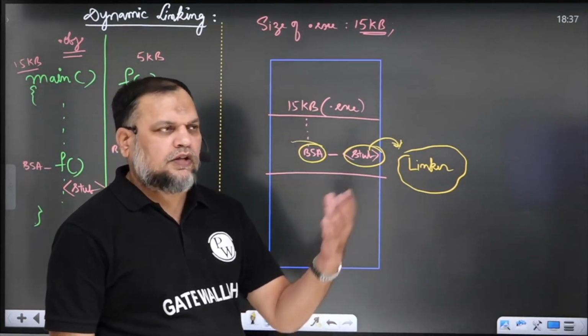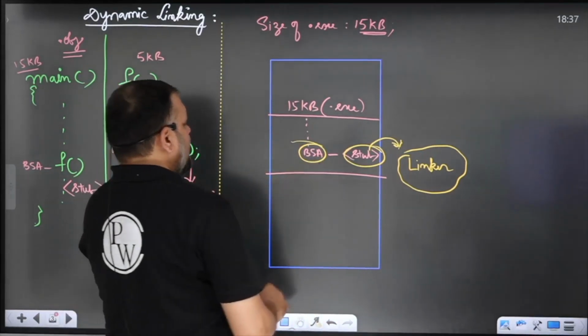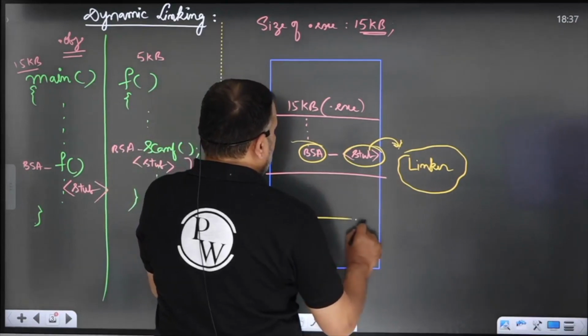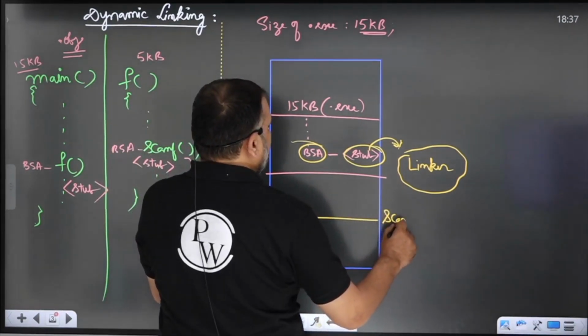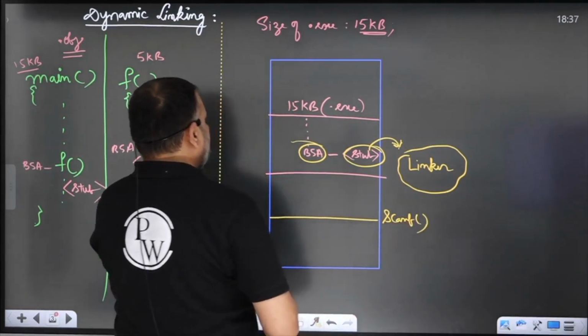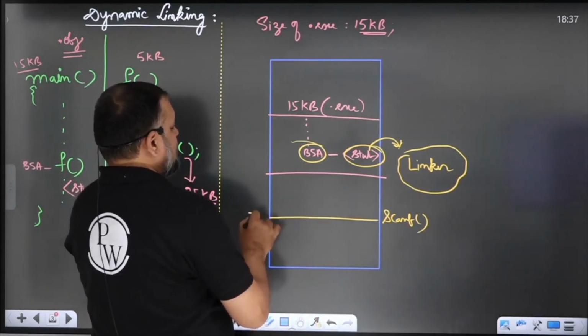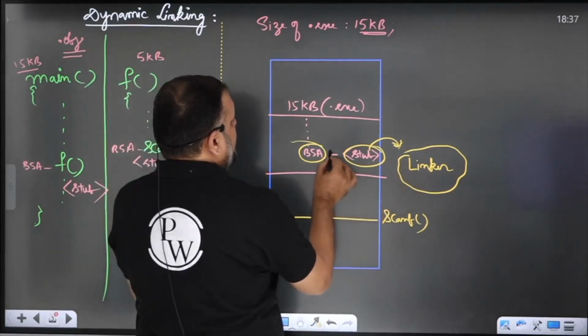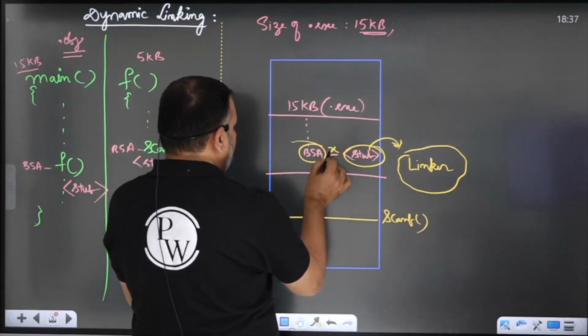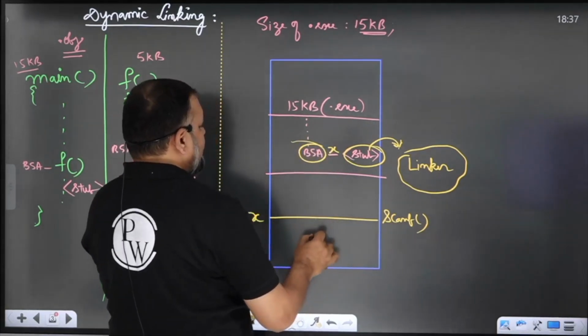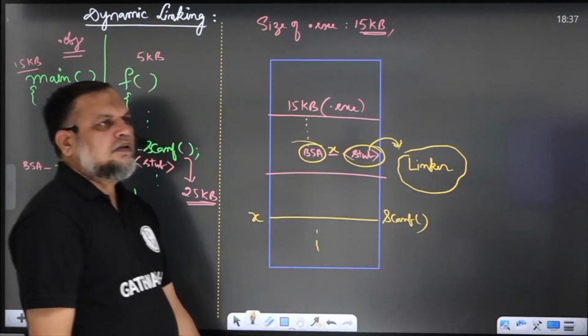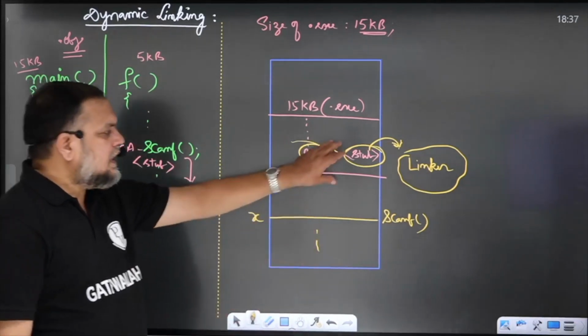Is it already present, like scanf? Is it present already in the memory or not? Suppose, for example, the code of scanf is already present in memory. Let us say it is already present at location X. Then the linker will supply address X, and then we transfer the control here, execute the function and return. That is dynamic linking. So linking has been done at runtime.